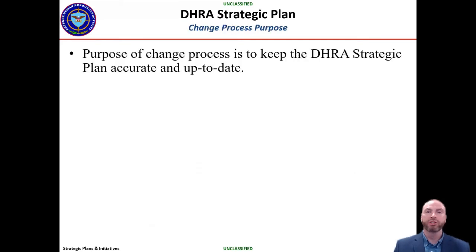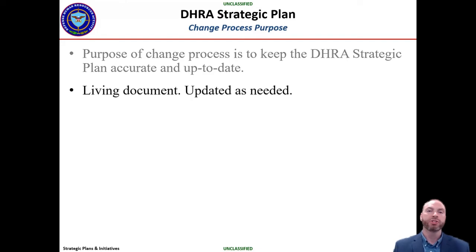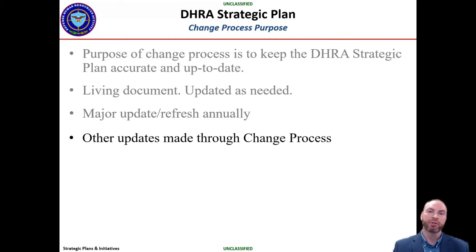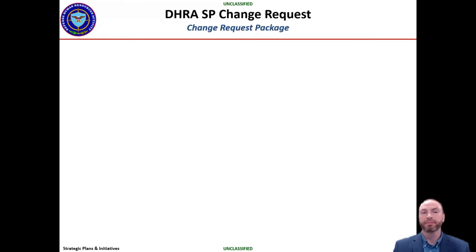The purpose of the strategic plan change process is to keep the strategic plan up to date with information that is accurate and correctly reflects the endeavors of the DHRA enterprise. The strategic plan is considered a living document because it is subject to continual monitoring and refinement throughout the year and is updated when needed. While there is one major update or refresh that occurs on or around the beginning of each new fiscal year, the strategic plan is also updated throughout the year using the change process as new information is available and as we respond to our operating environment.